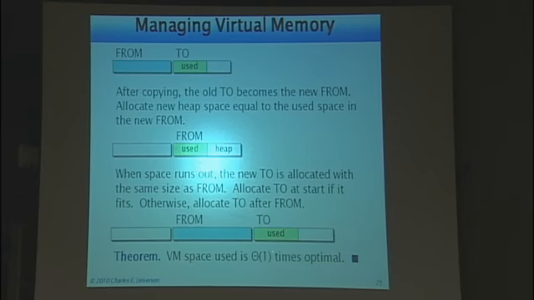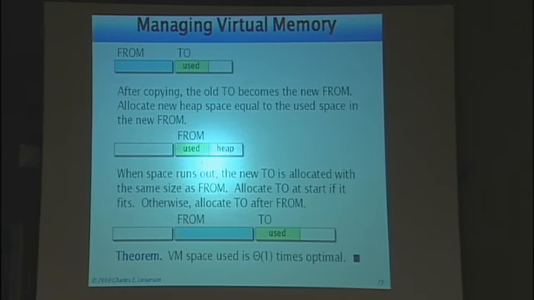Okay? For the next time that I flip the garbage collection. So the idea is always to try, if things will fit, to put them as early in memory as possible. But if they don't fit, I put them later. And you can prove that if you do this, the virtual memory space used is order 1 times the optimal. You're getting nearly the best virtual memory space used compared to the amount of items that are in use by the user at any time.